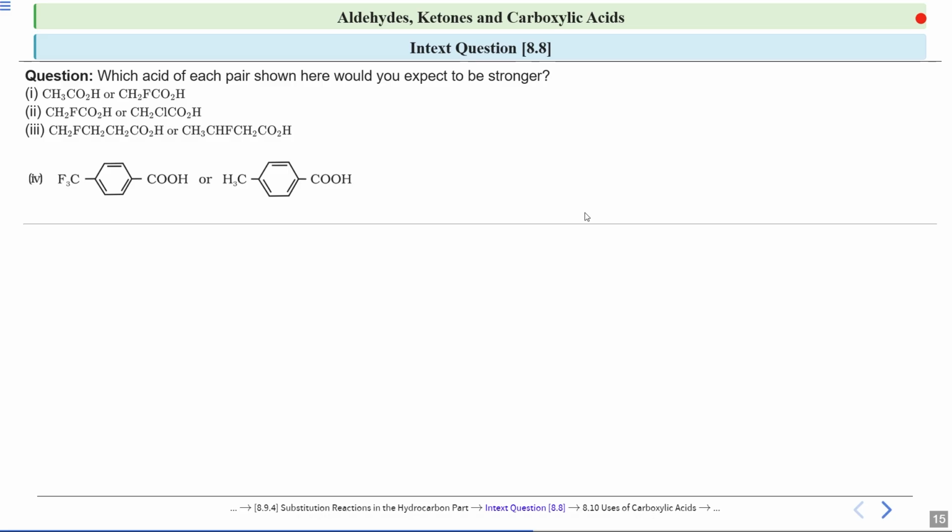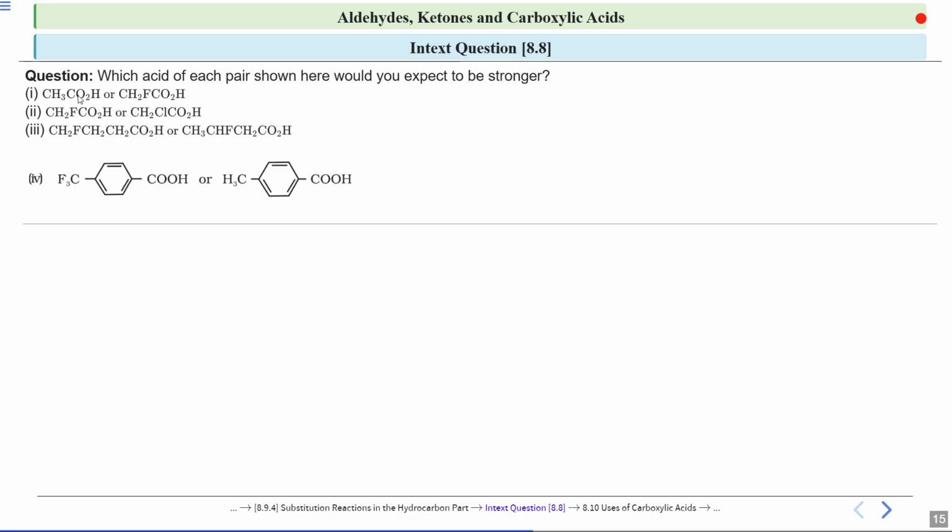Now we will solve an in-text question, which is in-text question 8.8. Which acid of each pair shown here would you expect to be stronger? Here you are given four questions, and you have been given each pair of acids, and you have to tell which one is more acidic. In the first one, it is CH3CO2H or CH2FCO2H. Next, it is CH2FCO2H and CH2ClCO2H.